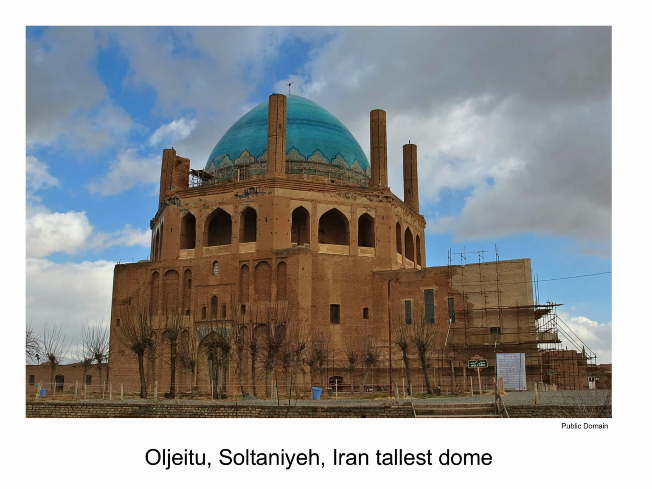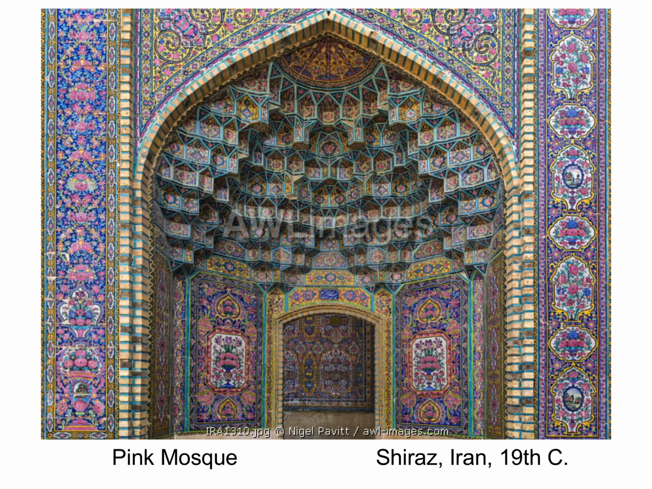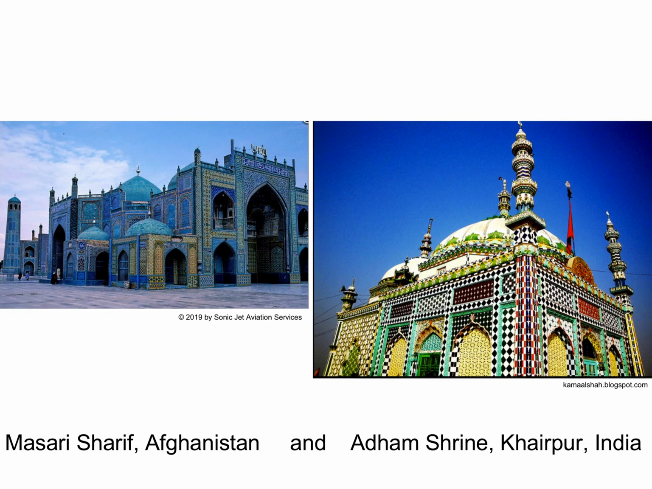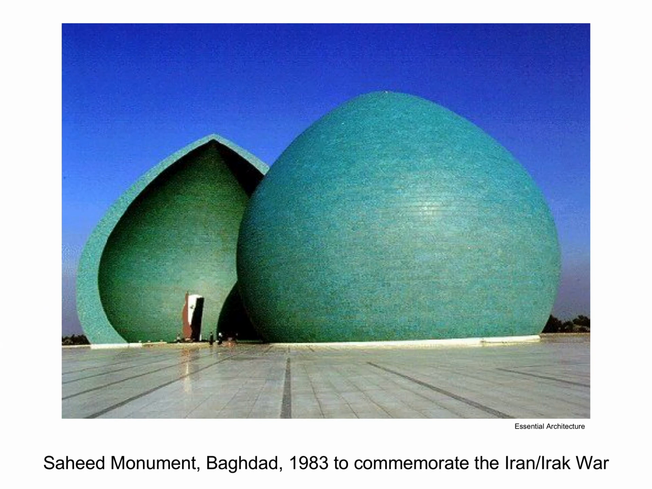The tallest dome building in Iran is the Sultaniyeh Mosque in Oljeitu. The Pink Mosque in Shiraz, built much more recently in the 19th century, so using progress in ceramic technologies and new colors being developed to create this pink building. An example from Afghanistan on the left and another one from India. So the Islamic world is a global phenomenon, and we find extraordinary examples of their ceramic architecture worldwide.